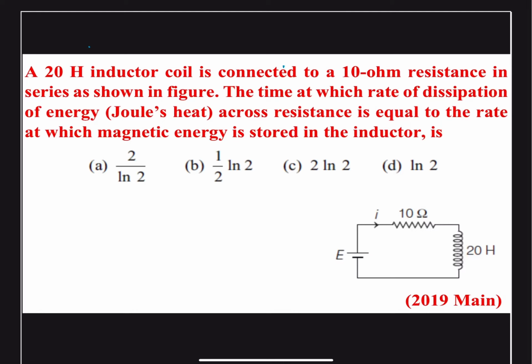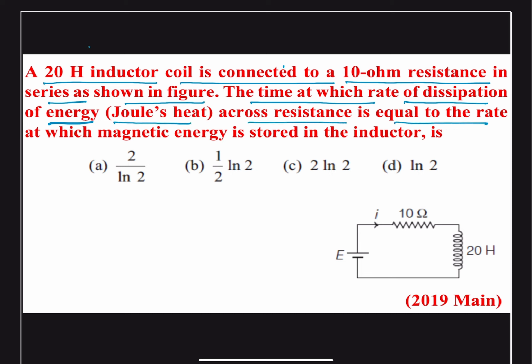Hello friends, today's question. A 20 Henry inductor coil is connected to a 10 ohm resistance in series as shown in figure. The time at which the rate of dissipation of energy, Joule's heat, across resistance is equal to the rate at which magnetic energy is stored in the inductor is.